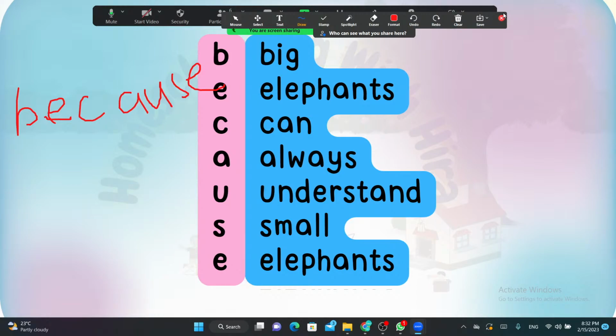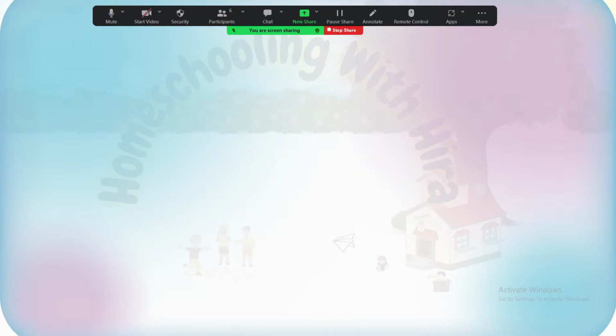Okay, I hope that these things are clear and will work. All right, so this was all about the tricky words and high frequency words. Some more information, let me just make it clear.